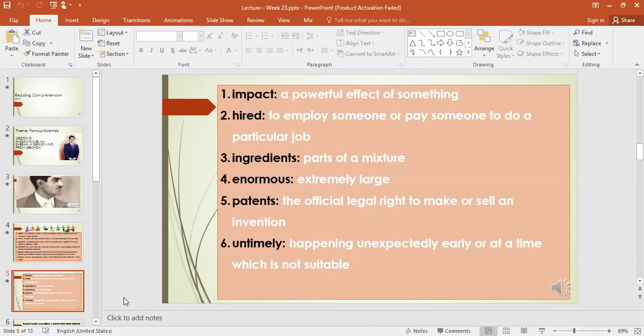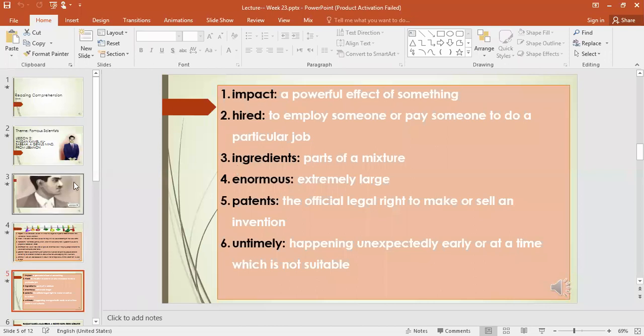Not only death, anything, maybe a certain visit. He visited me in an untimely way. It means he visited me unexpectedly. I didn't expect that he was going to visit me, and at the same time it happened at a time which is not suitable, like I'm busy today. So this is what you mean by untimely. Okay, guys, is it clear till now?